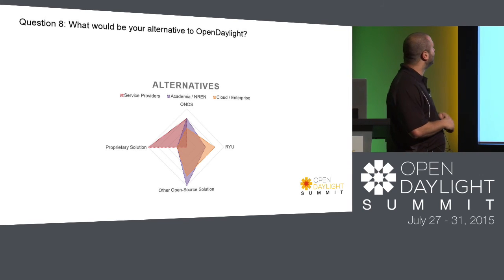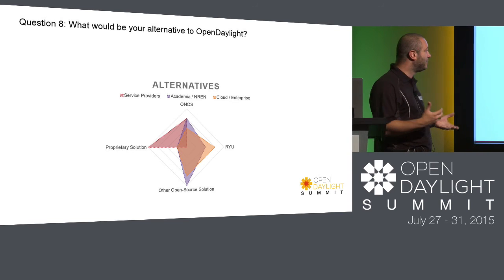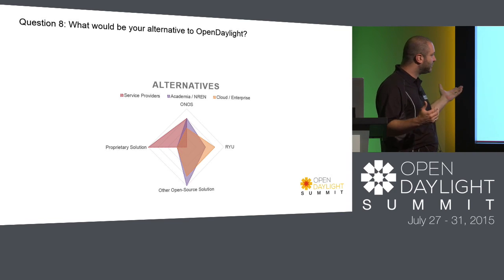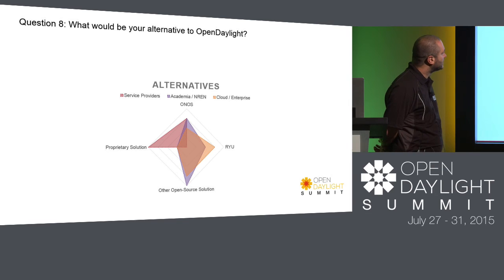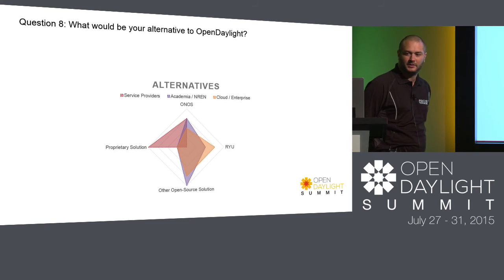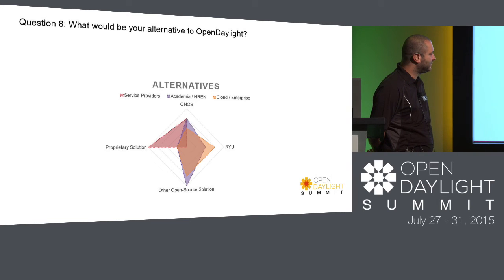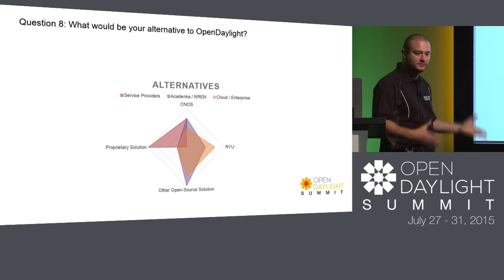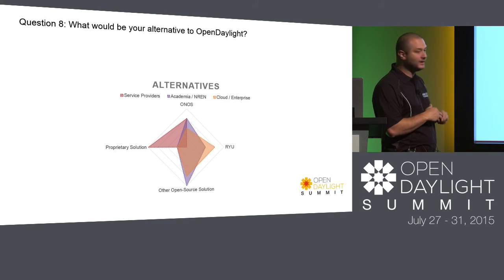So, on the alternatives to OpenDaylight, what would be your alternative? ONOS, Ryu, proprietary solution, or other open source solution is what we asked. And for service providers, it really oscillated between ONOS and proprietary solutions right now. This is what they said, because they didn't really find another open source solution. Or I mean, there are others, but for them, those were the main contenders.